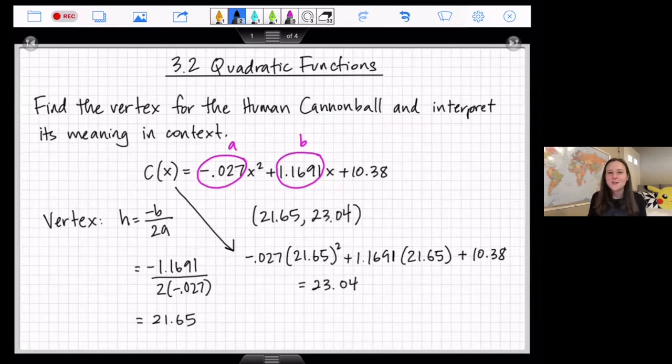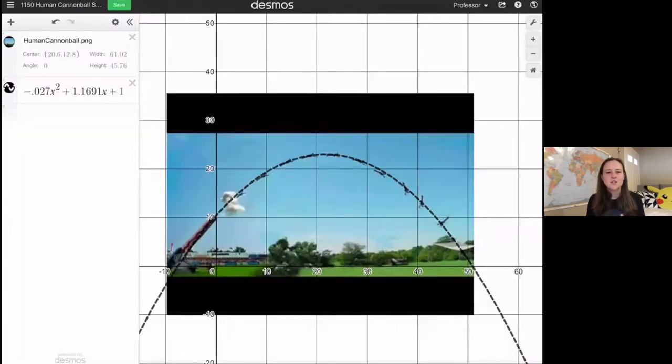I'm going to sneak back over to Desmos and make sure that that looks like the right coordinates for my vertex. I got about 21 and change and 23 and change. So we got 21 and change for the x coordinate, 23 and change for the y coordinate, and that does look reasonable based on what we're seeing here. In fact, Desmos will probably give me the answer for this vertex here. 21.65, 23.04 is what I wrote down, so that looks perfect.